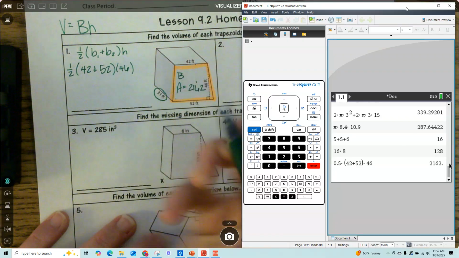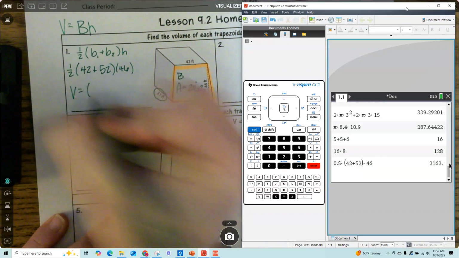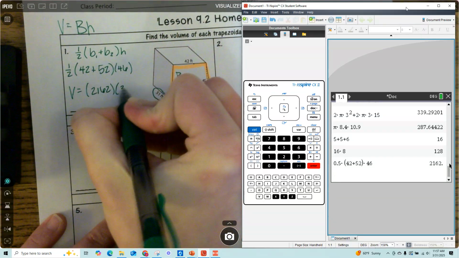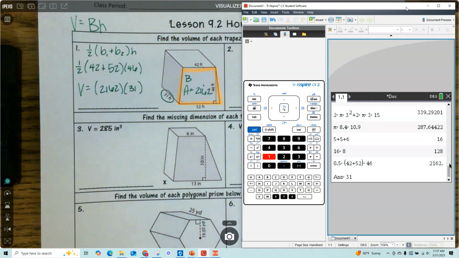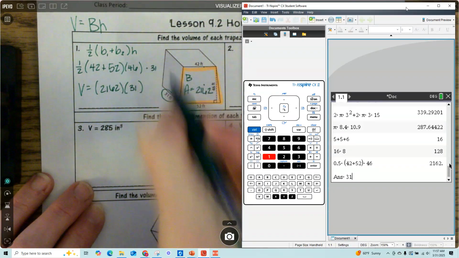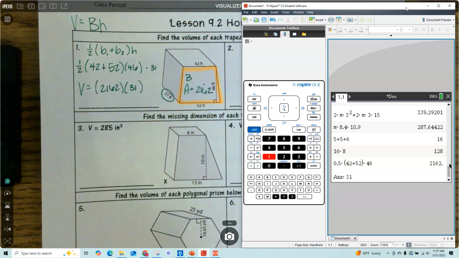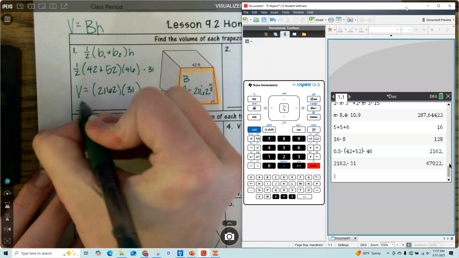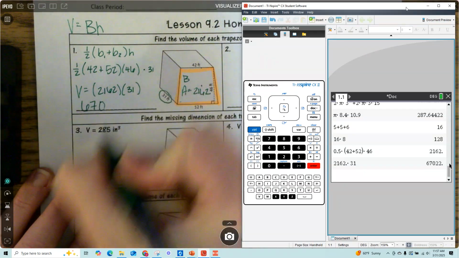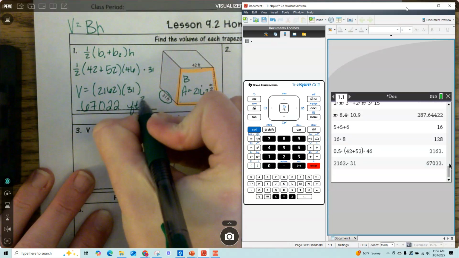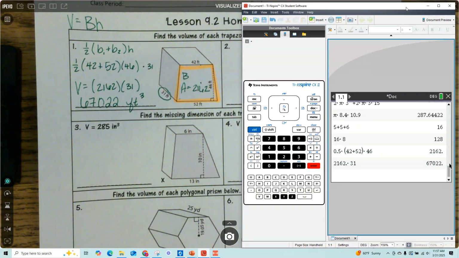So once we have the area of that base, all we have to do is take that number and multiply it by the height of the prism. You can do this all in one fell swoop. You could type all this in and then do times 31 at the end. That works too. I'm just trying to break it down so you can kind of see the individual steps. Ooh, that number looks really big, but it is really big. So 67022, and then this is feet, and then remember with volume, we cube it. It's cubic feet.